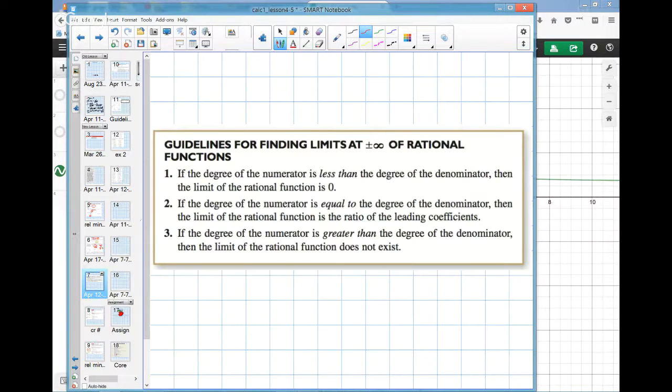So if you're in a fraction and you've got a higher power of x on the bottom than on the top, then the bottom is going to completely outgrow the numerator, and it's heading towards 0.